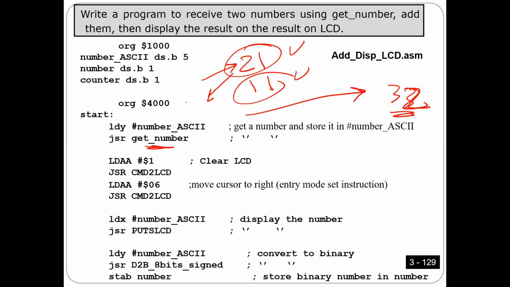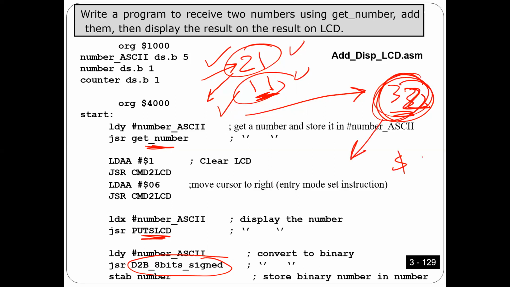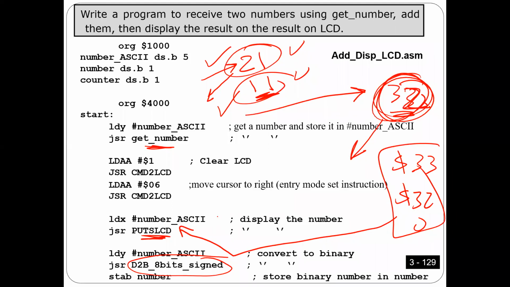Then after I get this one, I'm going to use put string LCD to display this number on the LCD, and then I have to convert this number to binary, okay? And then I have to repeat again with the second one. Now I have a binary number and a binary number. I have to add them together. Now I got the summation in binary. And then once I have a binary, I have to convert it to ASCII, like 33, 32, and then I have to call put string LCD again to display this result.